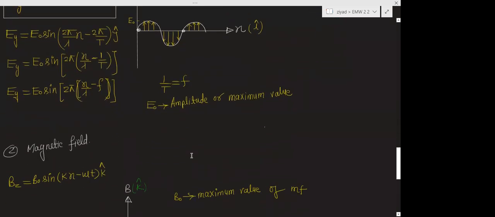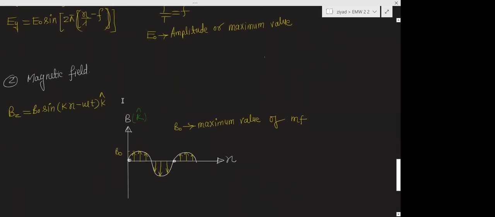In the same way, you can write the equation of the magnetic field. And I have told you the magnetic field is changing along the z direction, or you can say the magnetic field is oscillating along the z direction. This x is the direction of the propagation of the electromagnetic wave, and B naught is the maximum value of the magnetic field. So equation of the magnetic field is B is equal to B naught sine kx minus omega t into k cap.